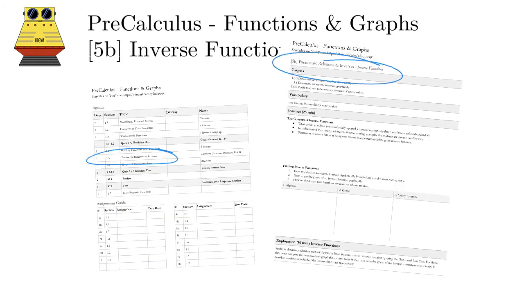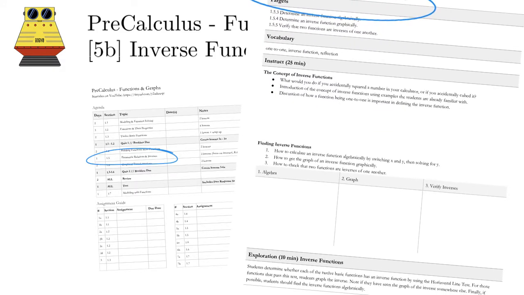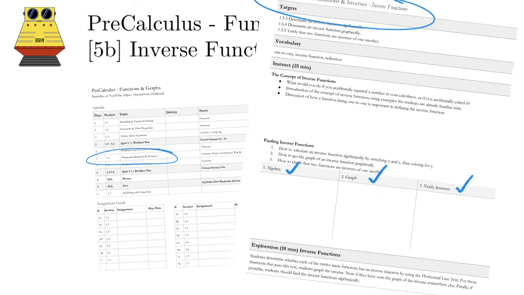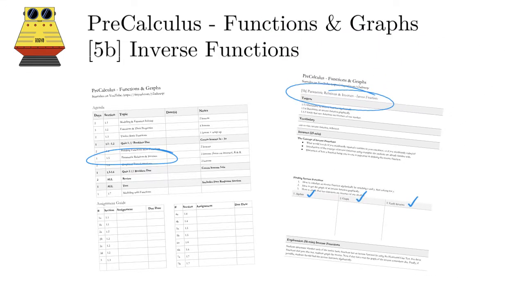Notice on the notes page that there are three major steps that we'll take when finding inverse functions. An algebraic step, a graphical step, and a step that involves verifying inverses. So let's check them out.